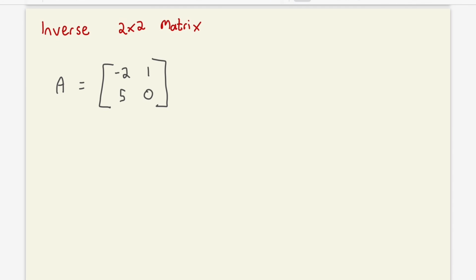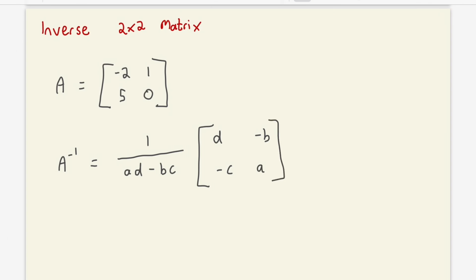The formula to get the inverse matrix for a 2 by 2 matrix is A inverse is equal to 1 over A times D minus B times C, all multiplied by the matrix D, minus B, minus C, A. So what's important to remember is the order of the matrix. In this case, with our A matrix, the A, B, C, and D represent the values at the points A, B, C, and D in that order.